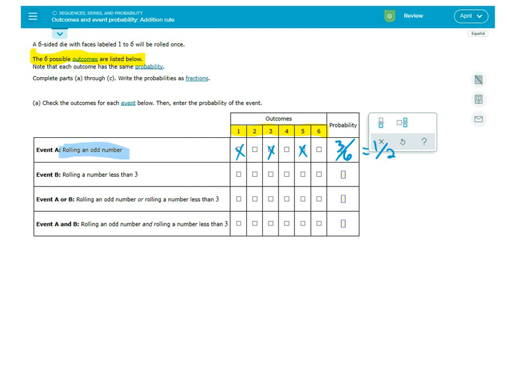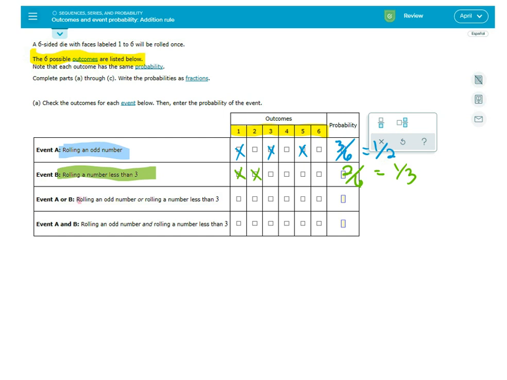Okay, so next we've got rolling a number that is less than 3, and a 1 is less than 3, and a 2 is less than 3. So I have checked off 2 of the 6 boxes, so that's the probability, 2 out of 6, which could reduce down to 1/3.